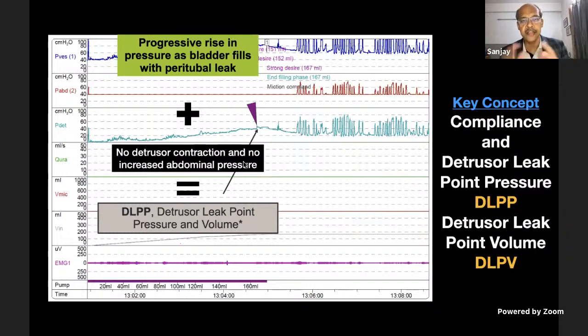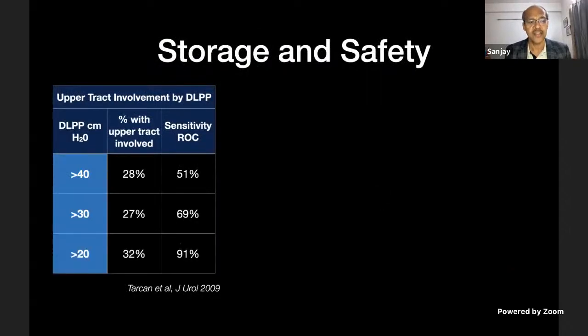So if the patient is just leaking out into a receptacle, diapers or whatever, or in a controlled manner in the toilet even, that is one thing. But when this patient leaks out at pressures which are potentially damaging for the kidneys, that is another. So detrusor leak point pressure and detrusor leak point volume combined can give us some idea about safety. Let's look at storage and safety.